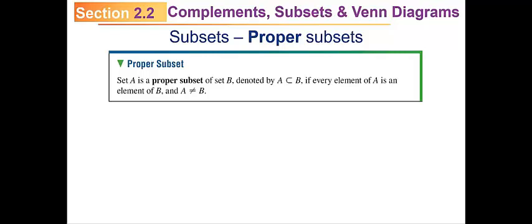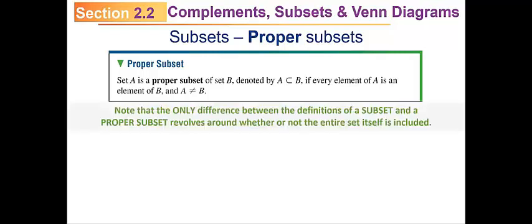With subsets, we said a set is always a subset of itself. With a proper subset, a set is never a subset of itself. In fact, the only difference between the definitions of a subset and a proper subset revolves around whether or not the entire set is included or not. If the entire set is included, you can call it a subset. You can't call it a proper subset, though.